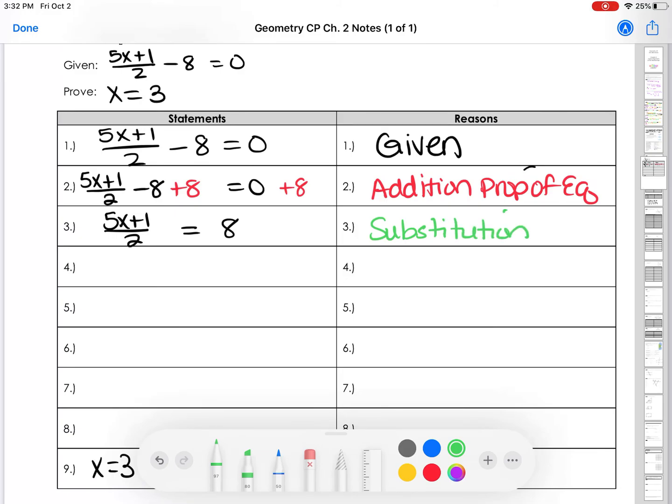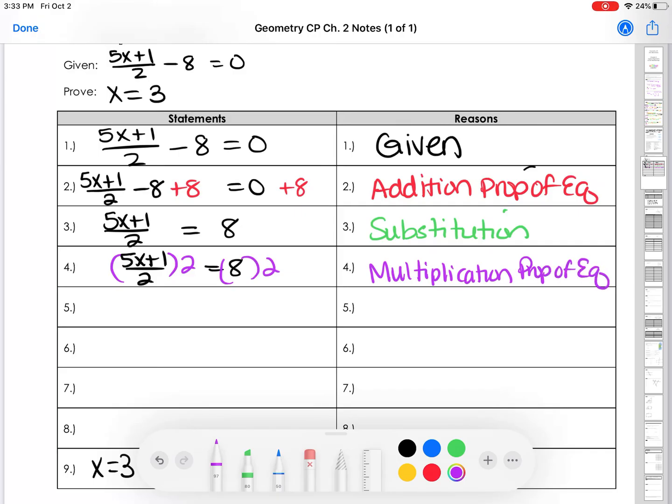The next thing we're going to do is get rid of that 2 in the denominator. We can do that by multiplying. So we're going to multiply both sides by 2. And that would be the multiplication property of equality. When we clean that up, we're going to get 5x plus 1 is equal to 16. And that's substitution. Anytime I clean up, it's substitution.